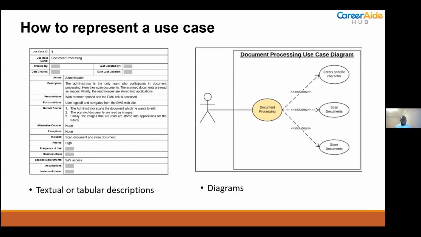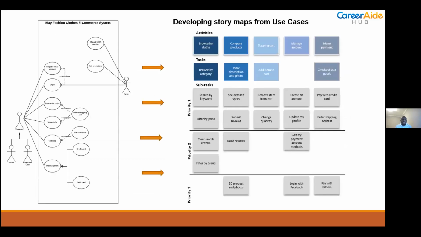And I just gave this example again of the textual description of a use case and displaying a use case as a diagram. Now, if you look at both, they are quite similar, but one is actually more detailed than the other. Now, I mentioned that you can derive a story map from a use case. And this is just a description of how that looks.